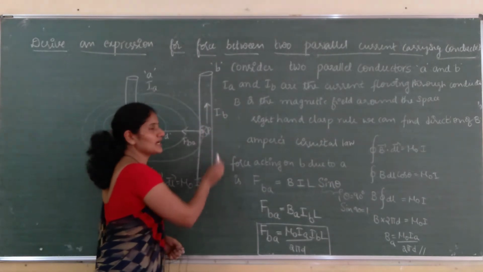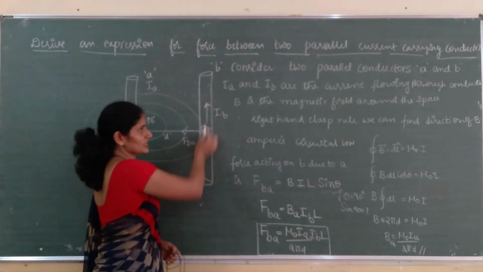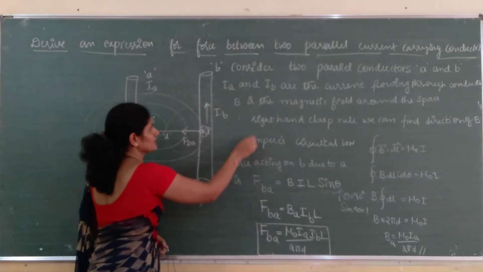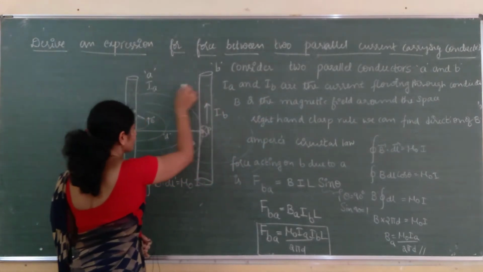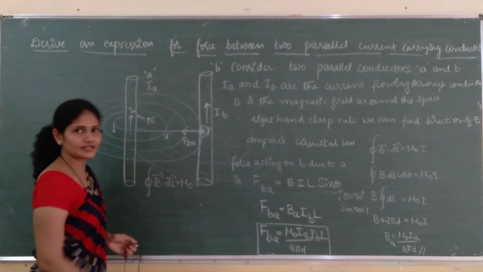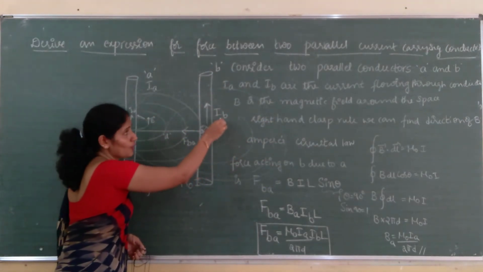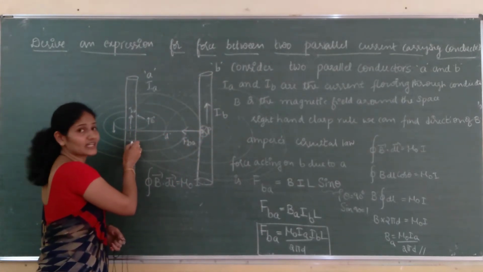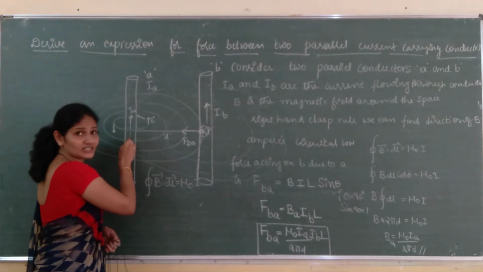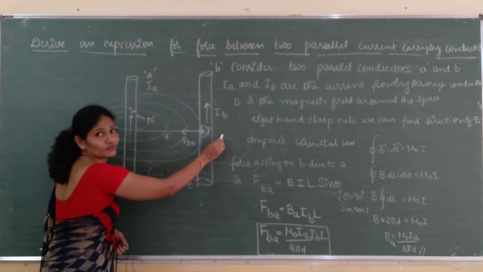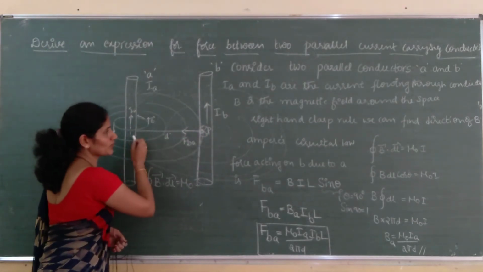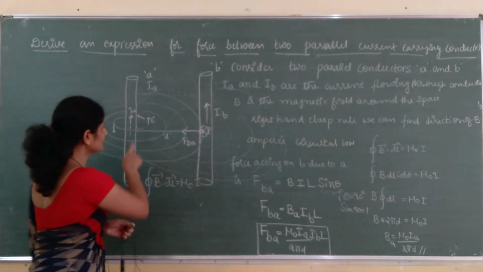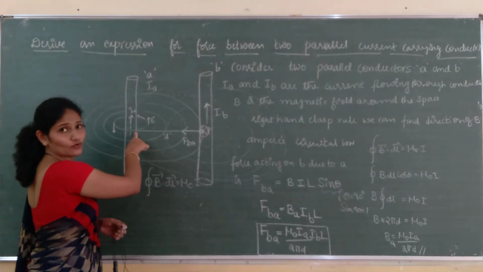In conductor B also, current is flowing in this direction. Whenever current flows through a conductor, there is a magnetic field in the space around it. Due to the magnetic field of the second conductor, a force will act on the first conductor, because it is placed in the magnetic field of this conductor. The distance between the two conductors is the same, d.